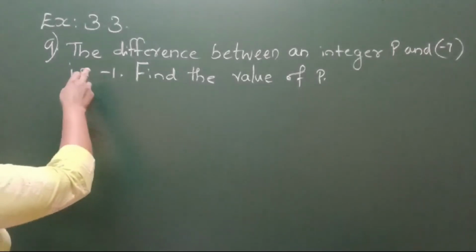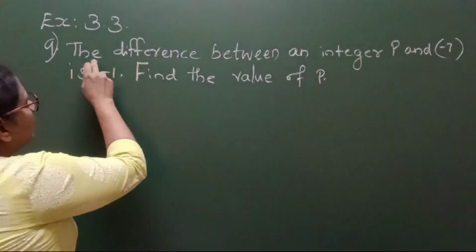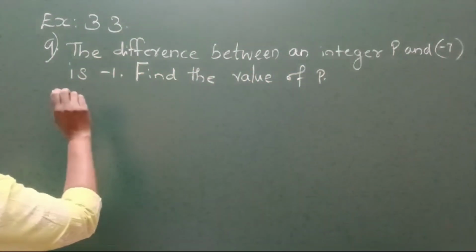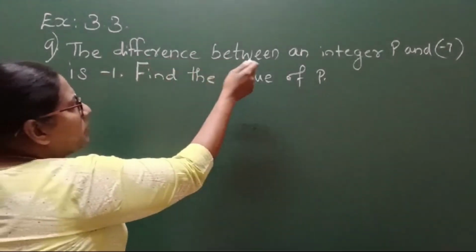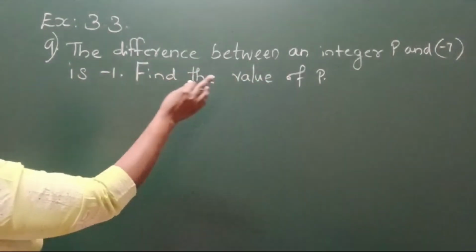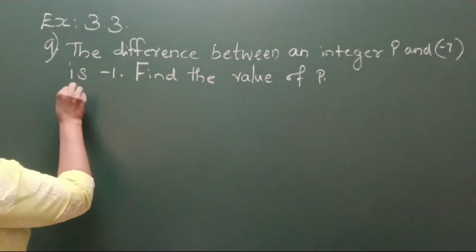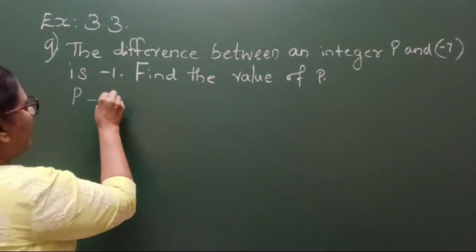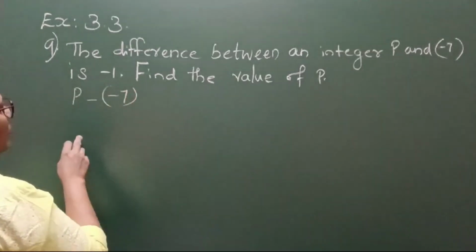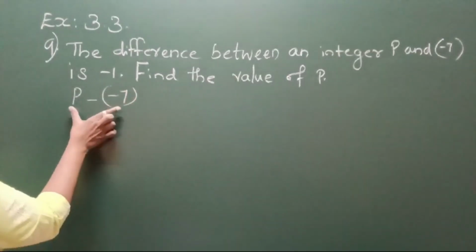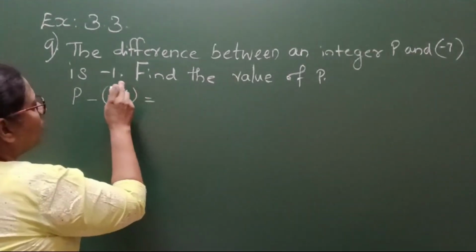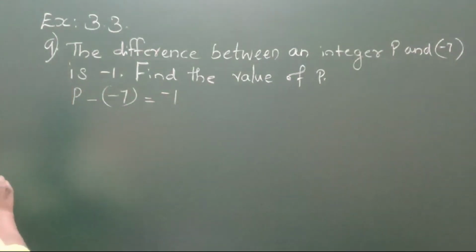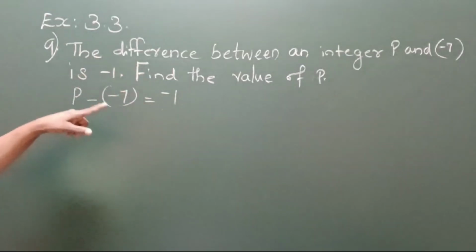For that, we have to read the question again. The difference between an integer p and minus 7. Difference between, that means here p minus minus 7. Difference between these two integers is minus 1. Here the answer is given, minus 1. That is what the question says.